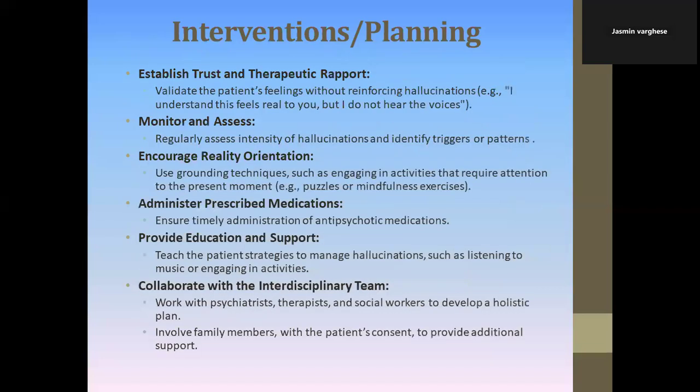Then interventions include establish trust and therapeutic rapport. That's very important. In all mental health nursing care plans, and especially in conditions like schizophrenia, the first and foremost plan is to establish trust and rapport with the patient. That's very important. For that, you have to validate, you have to accept the patient's feelings without reinforcing hallucination.